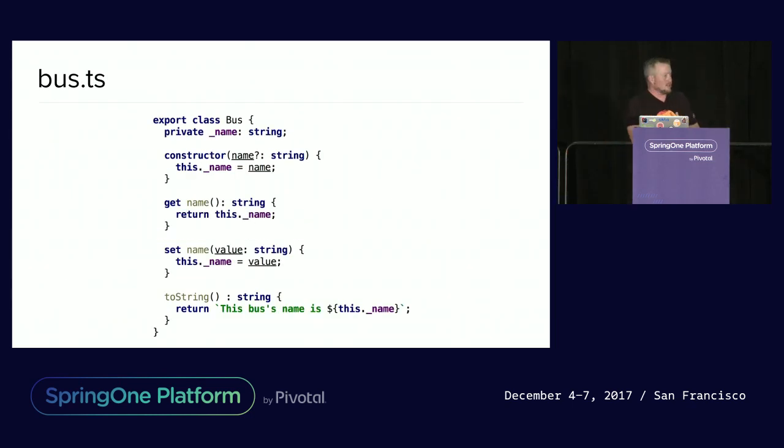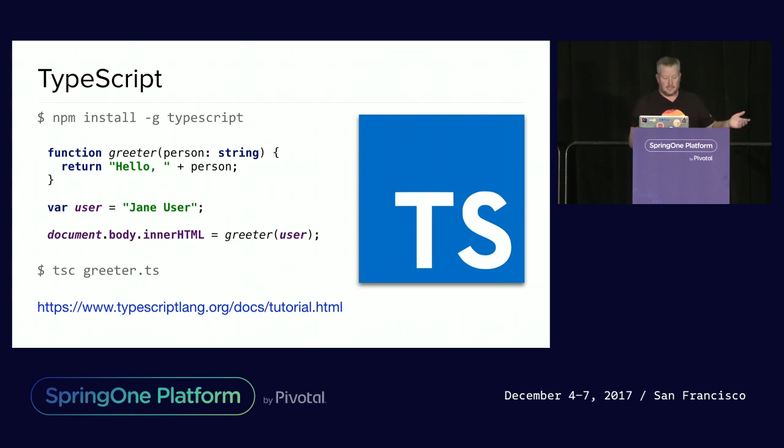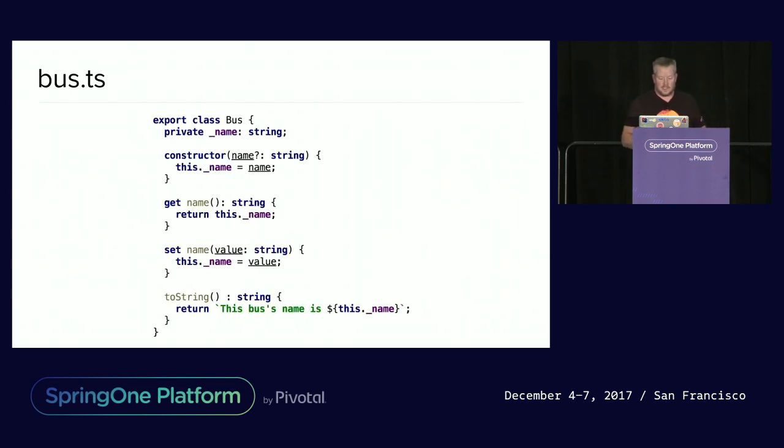So this is what a class looks like. It's more about just, on the last slide I showed you, you can have a regular function just like in normal JavaScript. And you can see that greeter function has a person of type string, right? So that's definitely different from normal JavaScript. And then the rest of it looks like regular JavaScript, and then you can compile it using the TSC command.